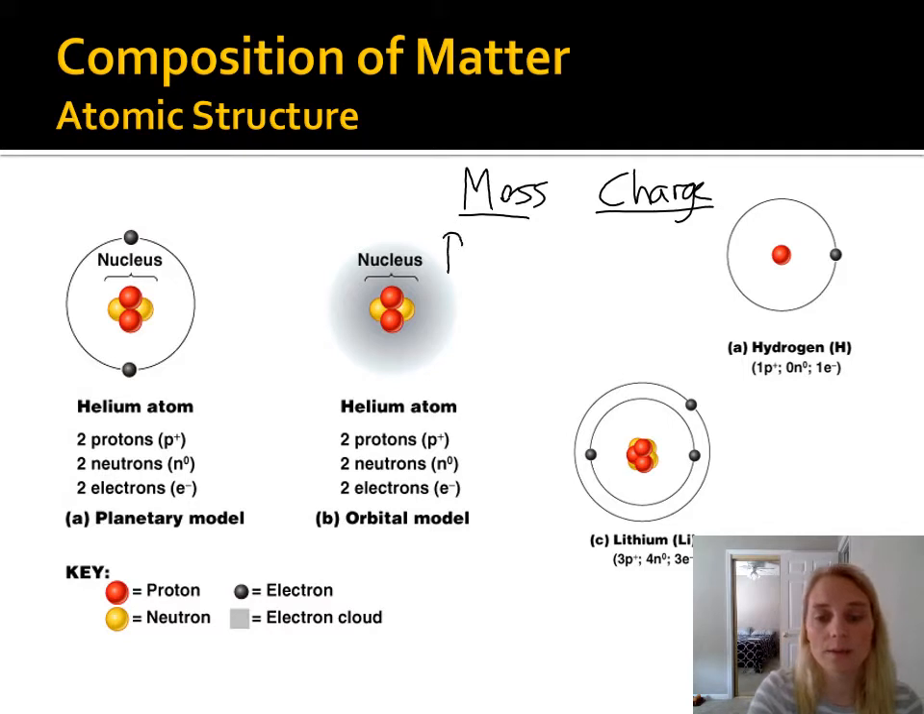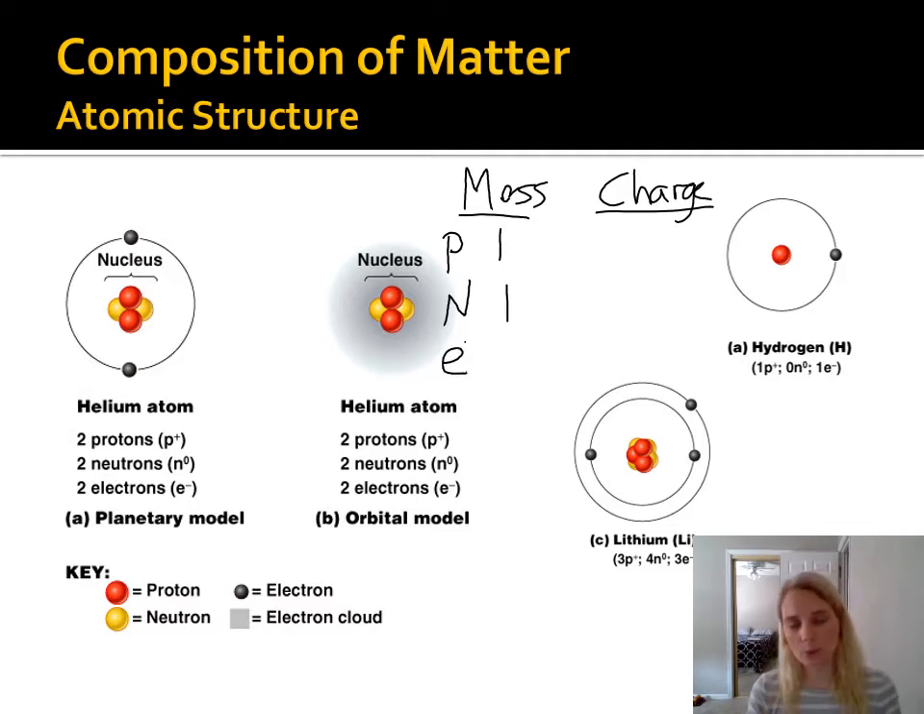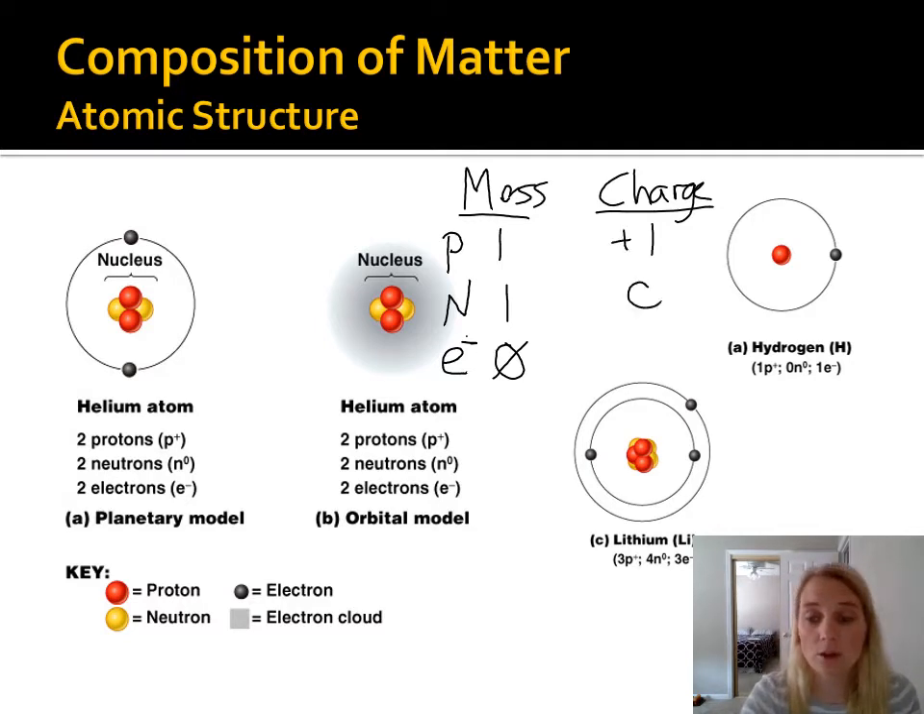Protons have a mass of 1 atomic mass unit, so that's really nice. Neutrons have a mass of 1 atomic mass unit. And electrons do have mass, but for our purposes, in general basic chemistry, we're going to say they have no mass. They do, but it's so negligible that it's not going to impact what we're going to talk about. And then for charge, protons have a +1 charge. Neutrons are neutral, that's why they're named that. And electrons have a -1 charge.